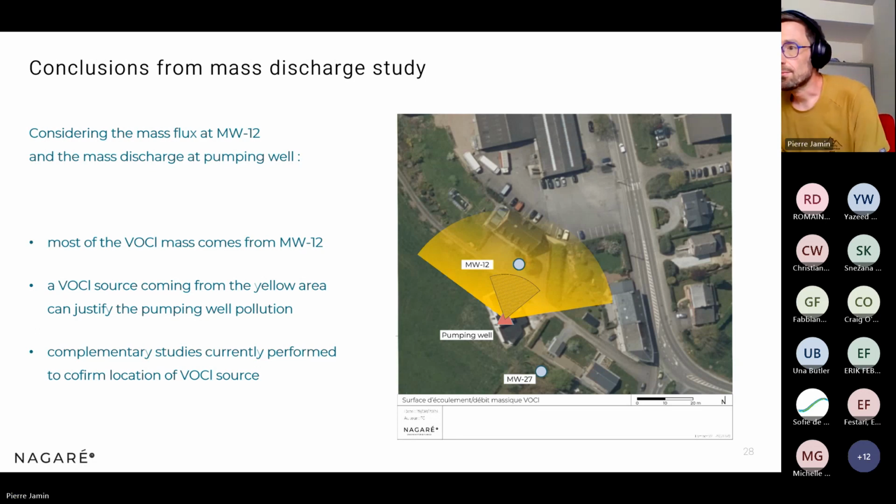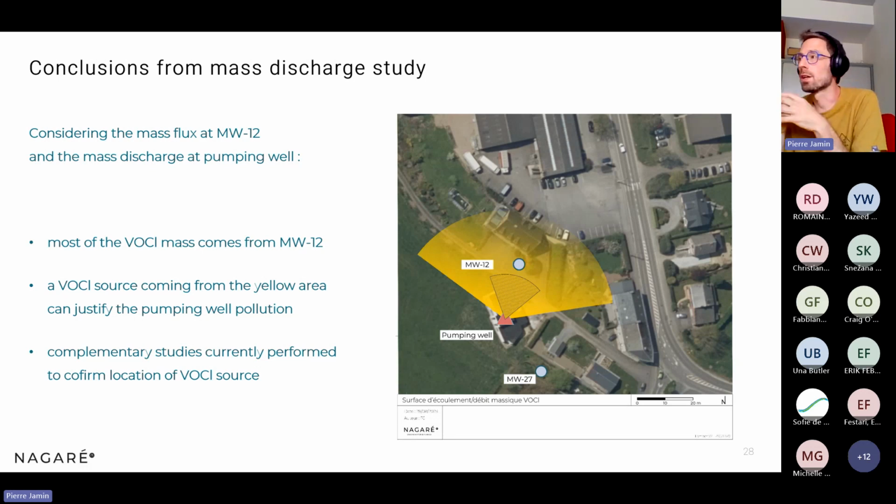So as I said, complementary studies had to be done, of course, to prove the location of the source, and in fact those studies are still ongoing, but there are new monitoring wells that are drilled close to this industry to find exactly where the source is. So that was an example of what could be done with the flux technique.